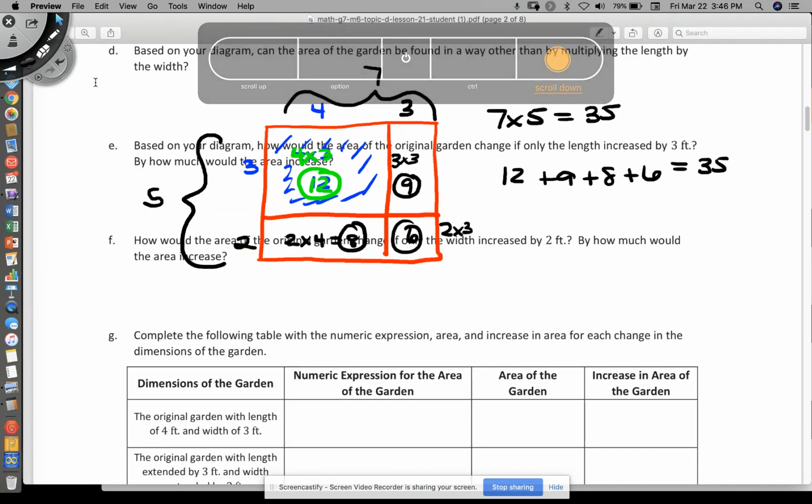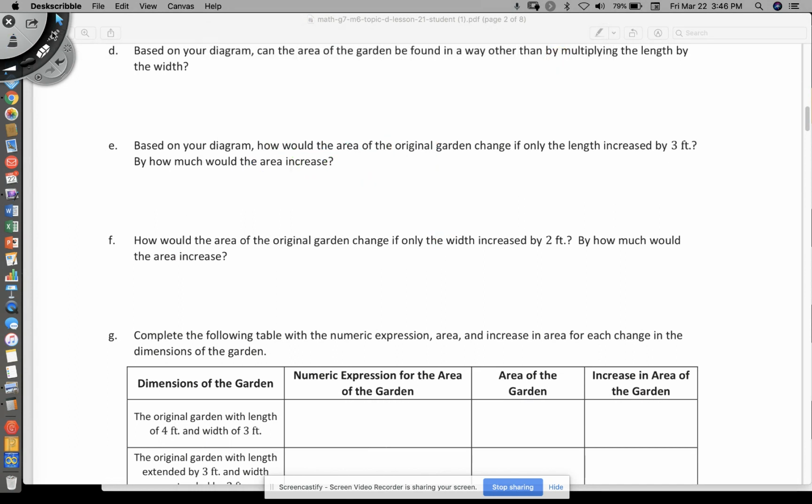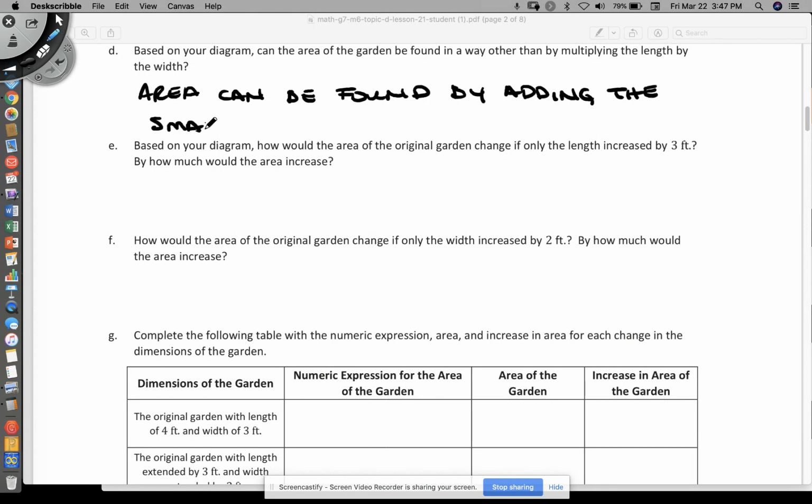Which leads us to this question here. It says, based on your diagram, can the area of the garden be found in another way rather than multiplying? And we could say, yes, area can be found by adding the smaller sections.